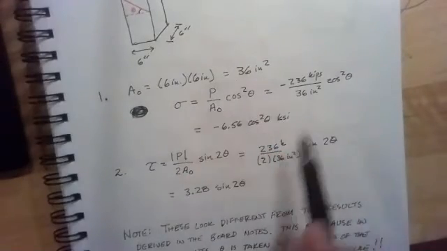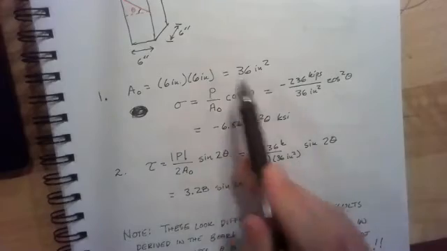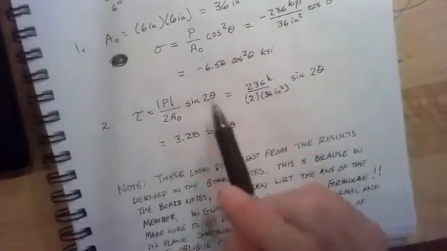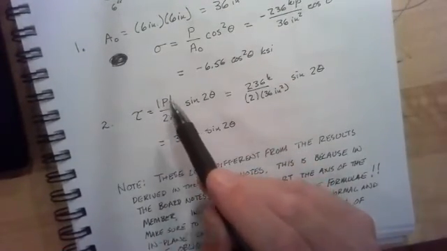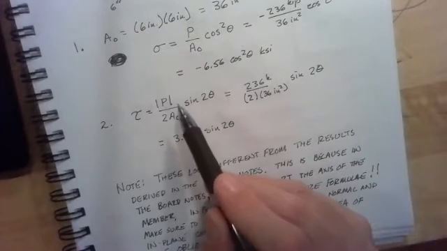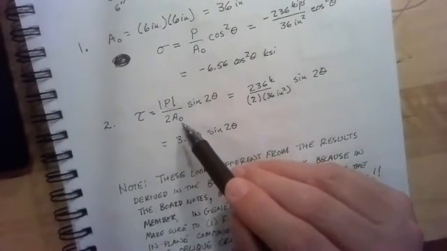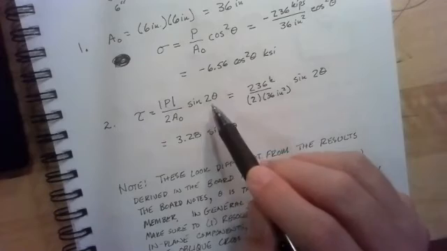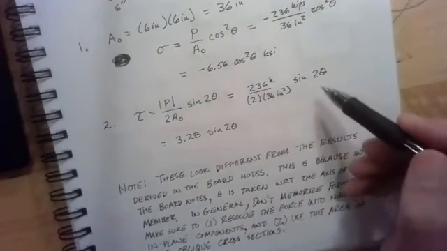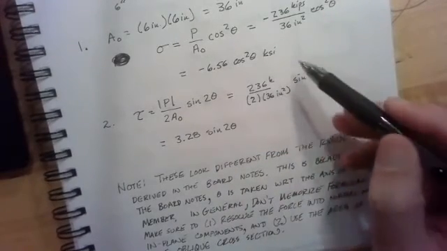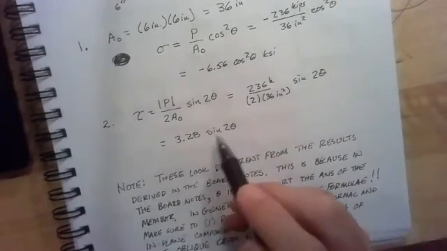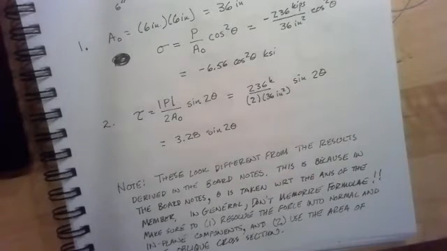In this case, I took P as negative because it was a compression. I'm not as concerned about that because I'm interested in the absolute value of the shear. So I would have P over 2A0 times sine of 2 theta, and I would have something like this final expression, or 3.28 sine of 2 theta KSI.